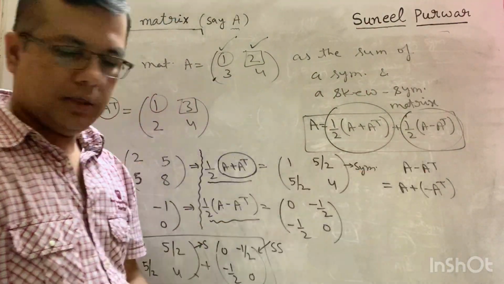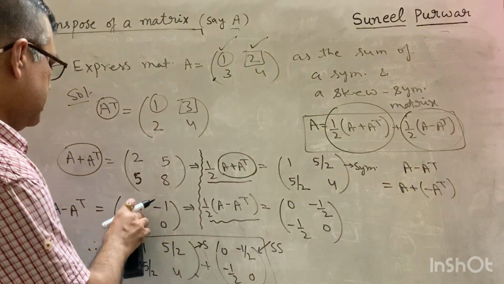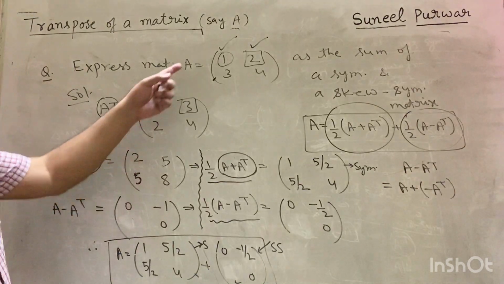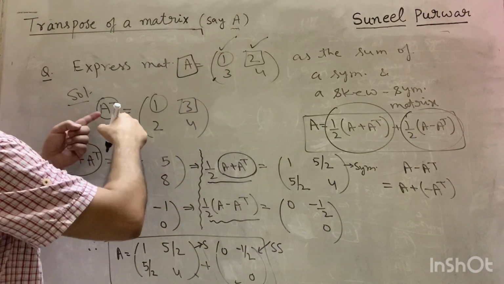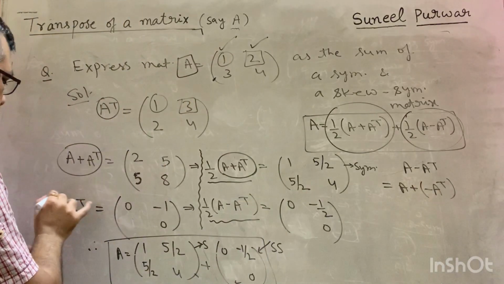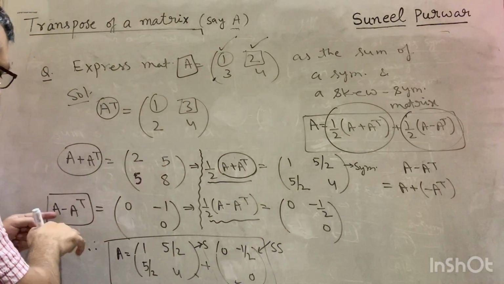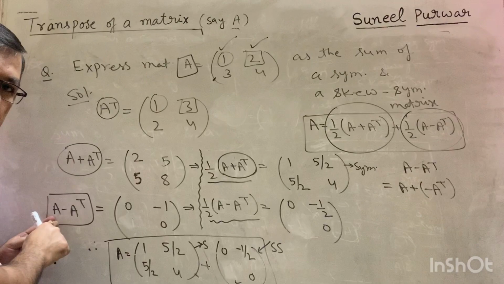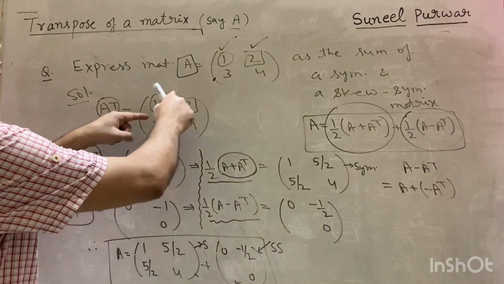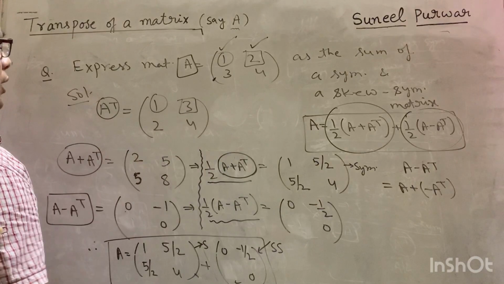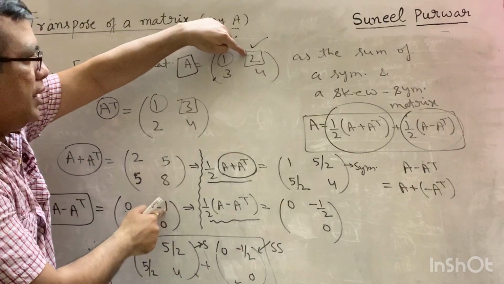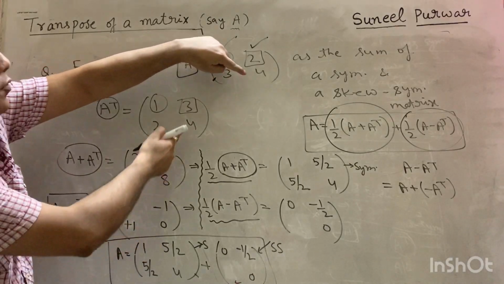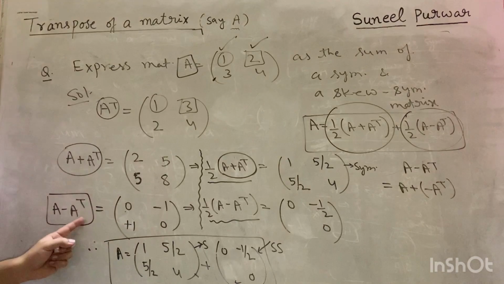Okay. On the other hand, now let's find out the skew-symmetric part. Half of A minus A transpose. So you see, this is A and this is A transpose. To find A minus A transpose, you need to subtract the corresponding elements of A transpose from the elements of A. So 1 minus 1 will give you 0. 2 minus 3 will give you minus 1. 3 minus 2 will give you 1. And 4 minus 4 will give you 0. So this is A minus A transpose.